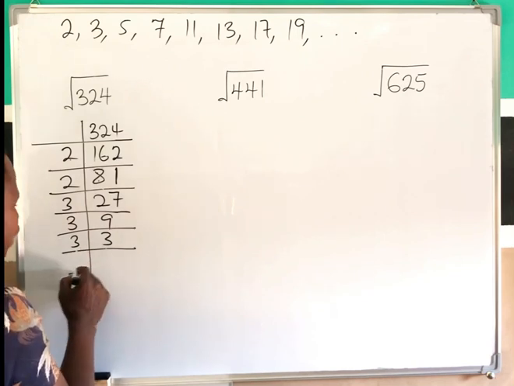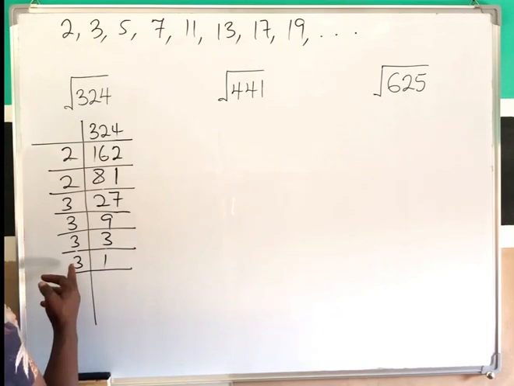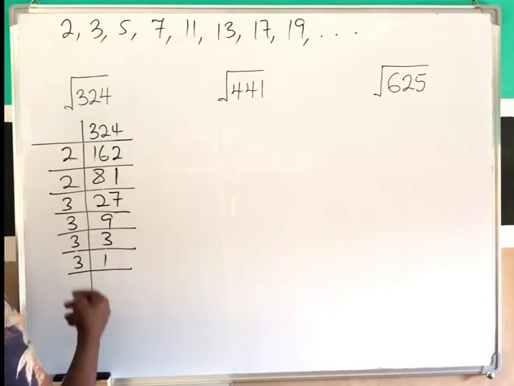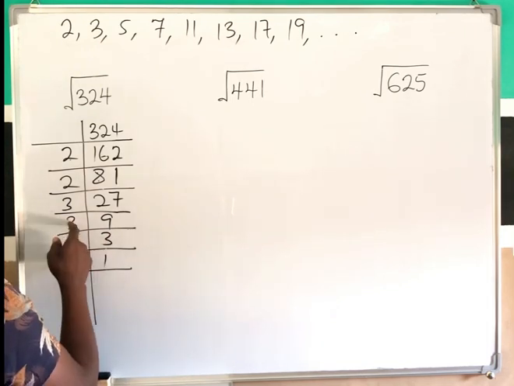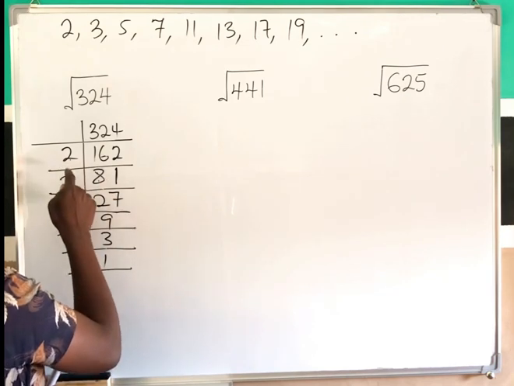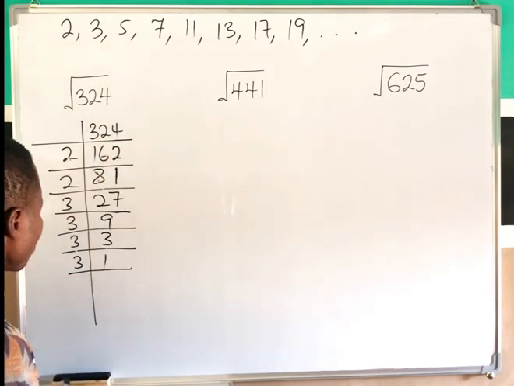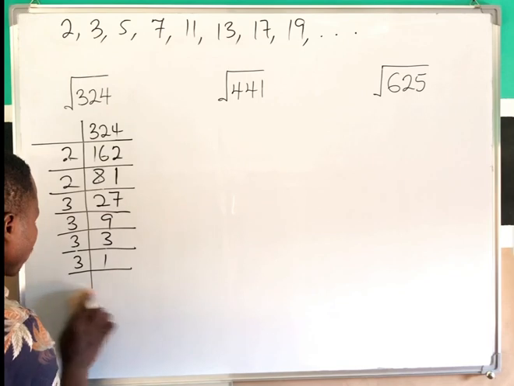Can 3 divide 3? Yes, and you get 1. Meaning 3 times 1 is 3, 3 times 3 is 9, 3 times 9 is 27, 3 times 27 is 81, and 2 times 81 is 162, and 2 times that is 324. So that is how the whole thing will be. Let's now find our answer from this particular table.